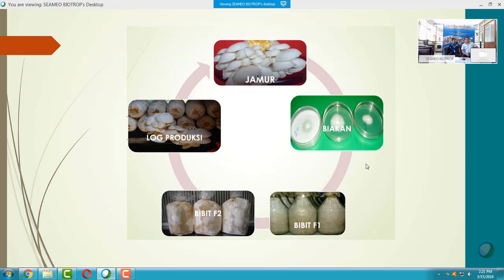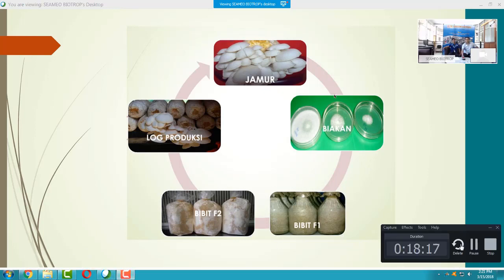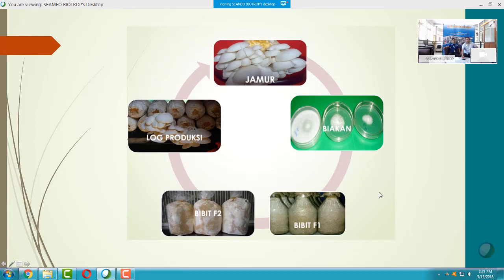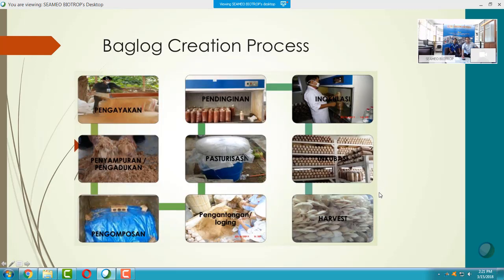But for today, because we have very limited time, we actually have a full online course on oyster mushroom cultivation, where we talk in detail about each of the processes. For today, we will only talk about how we create the baglog, or the F3 seedlings, and from that we will talk about how to process the baglog into a fully mature mushroom product. So this is the baglog creation process.